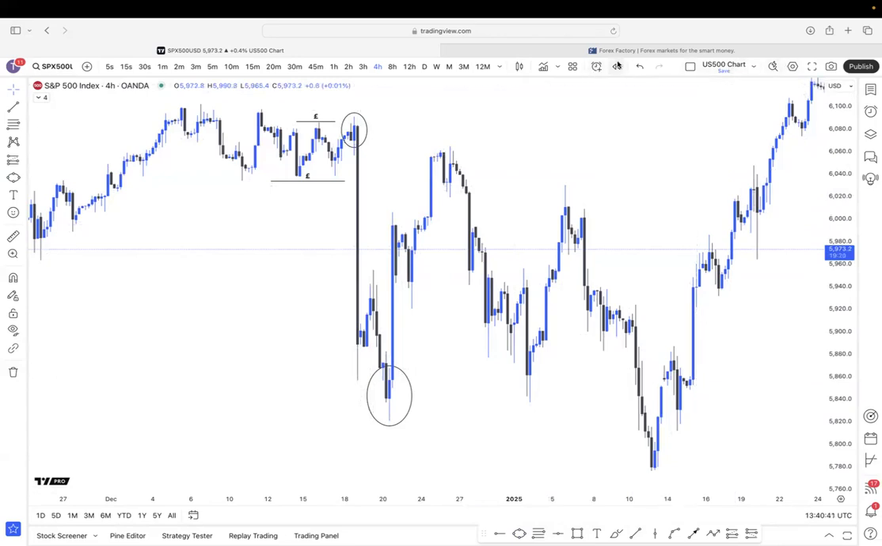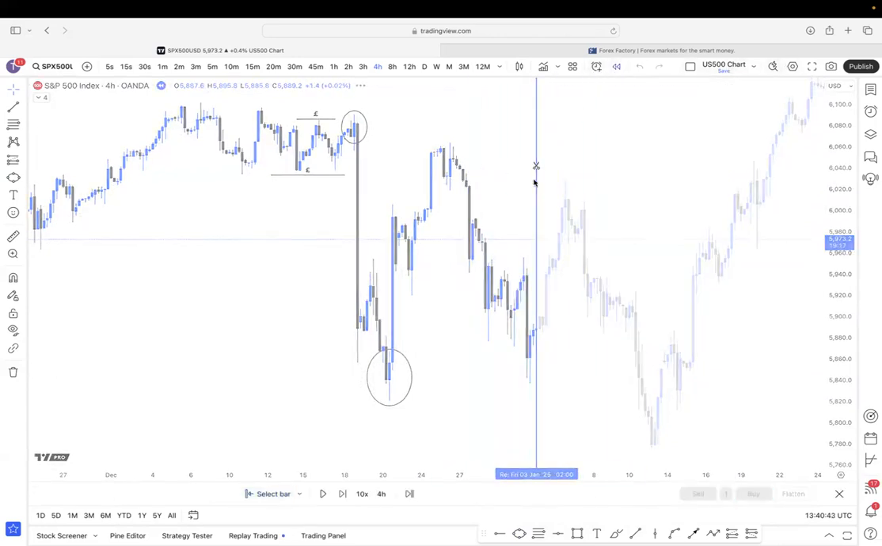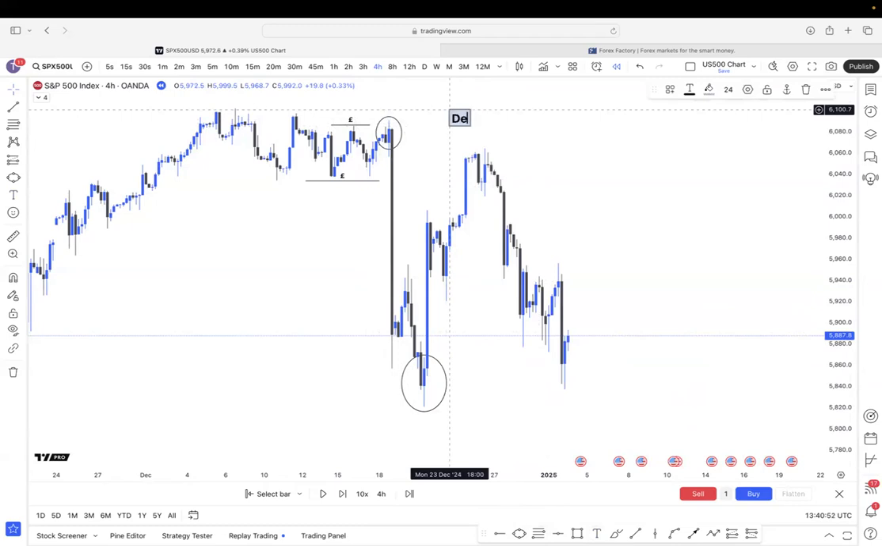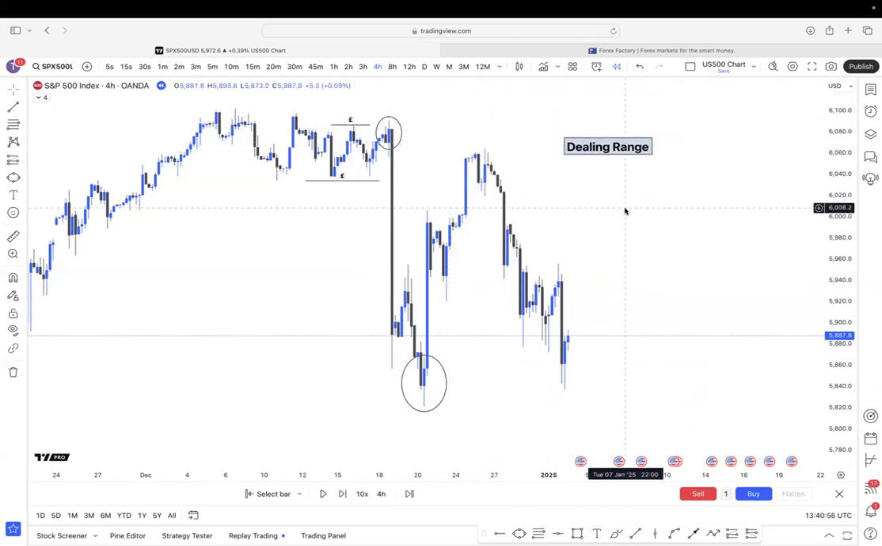Now, there's a couple of things, and I'm just going to reverse all of this to make it a little bit cleaner. There's a couple of things I'm looking to do inside of here. First things first, we've identified our dealing range. Great. So now we're in a position where we can measure our dealing range.